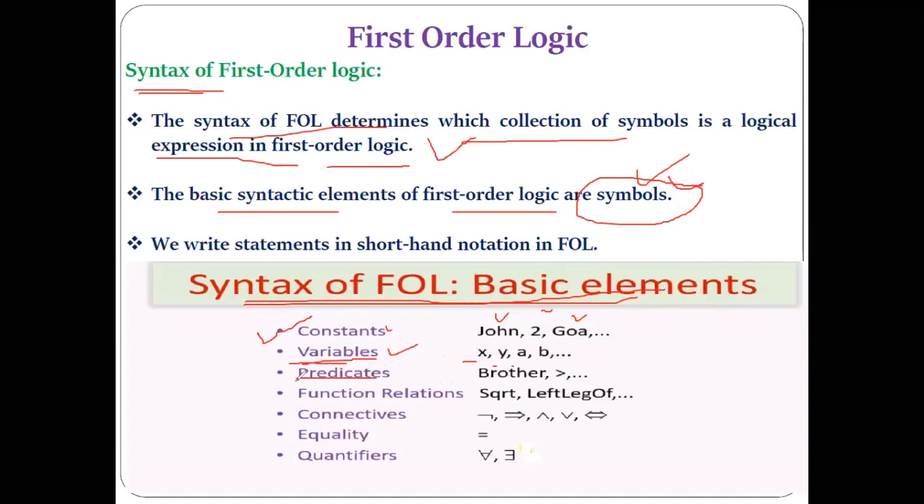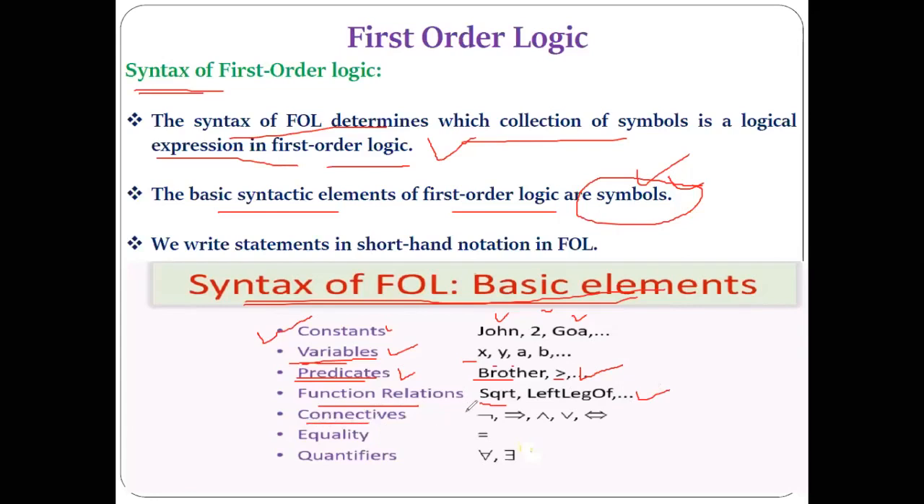This is important: predicates. Now, what is a predicate? A predicate generally indicates a property of something, or a relation or characteristic. These things come under predicates. For example, I have written here brother of, father of, sister of, greater than, equal to, less than, equal to, greater than, less than. These things come under the category of predicates. Then functions, like square root, cube root, left leg of, right leg of; these kinds of things come under functions.